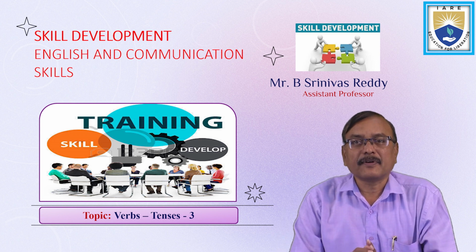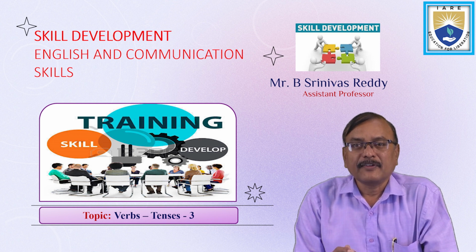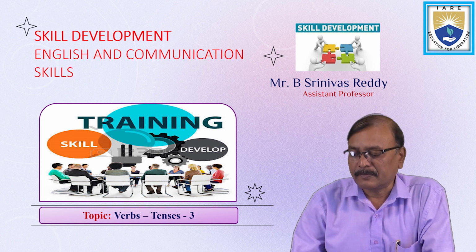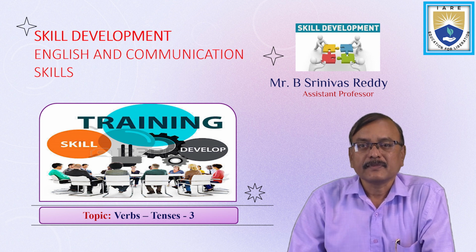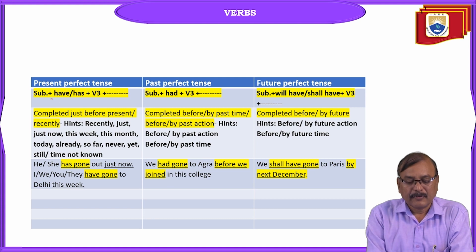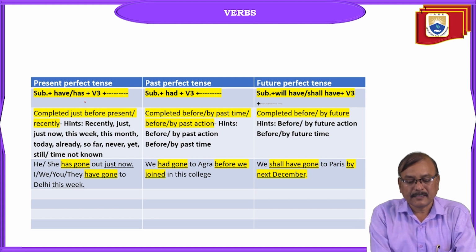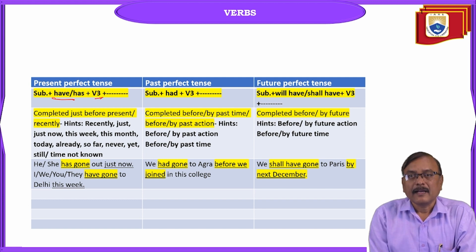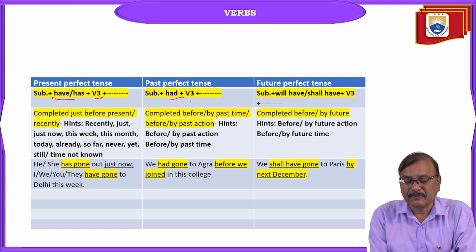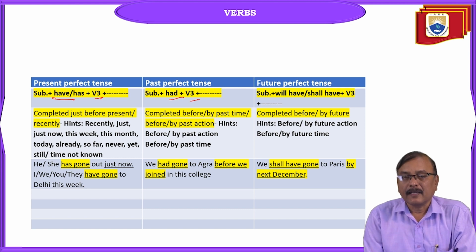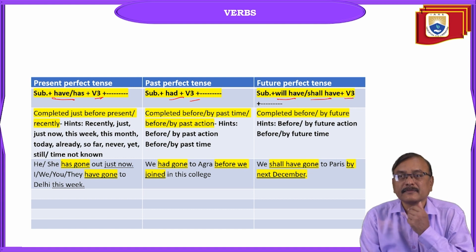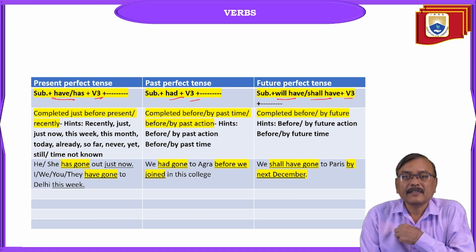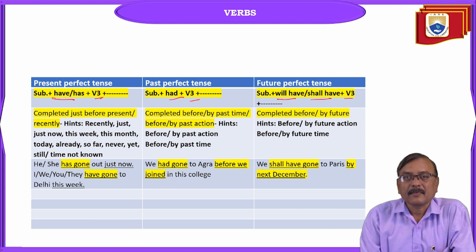The difference between the simple tenses and perfect tenses, if you observe, is that in perfect tenses the main verb will be in V3 form, okay. In present perfect tense the helping verb is have or has plus main verb V3, right? In past perfect tense we use had plus V3. Next, in future perfect tense we use will have or shall have plus V3. So let us see what these perfect tenses are, right?